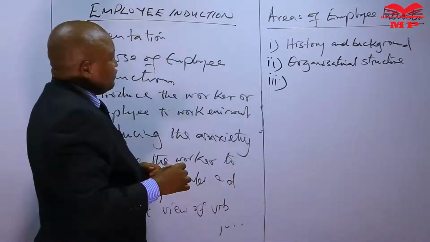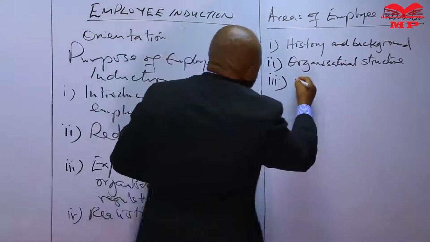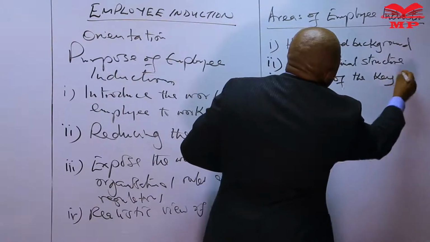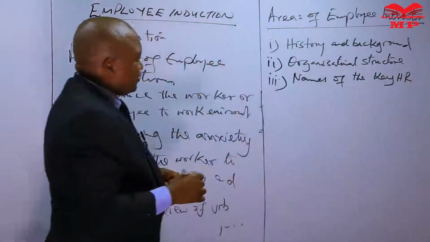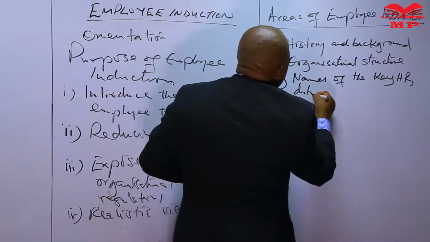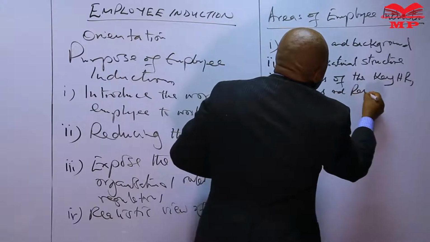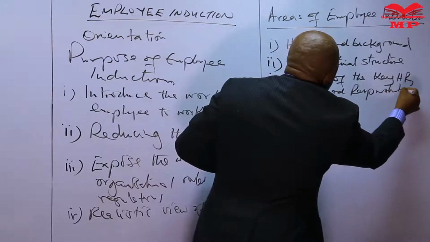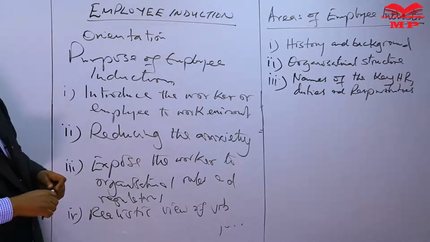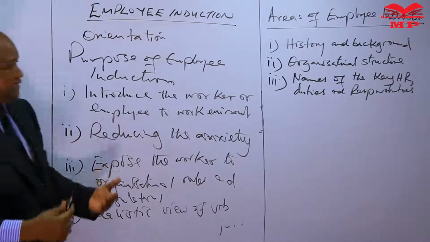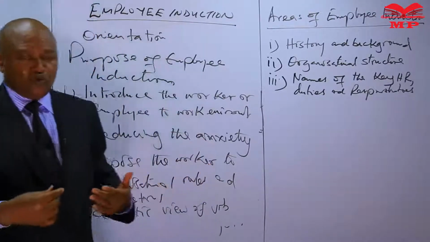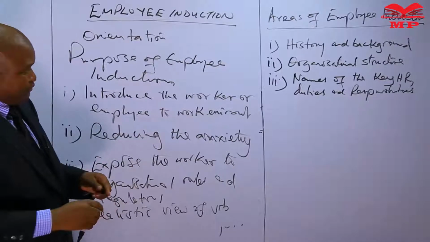The employee may also be inducted through the names of the key human resources or executives within that particular organization, their duties and responsibilities in terms of those who are driving that particular organization, so that the worker is able to know when it comes to the organization, who are the decision makers, what are their responsibilities, what are their duties, what do they do, and how will the employee support these particular processes.